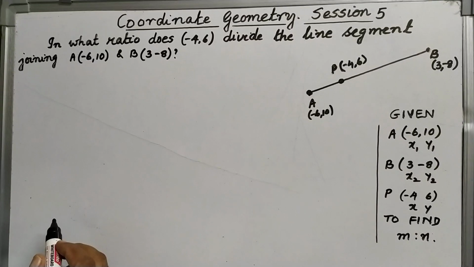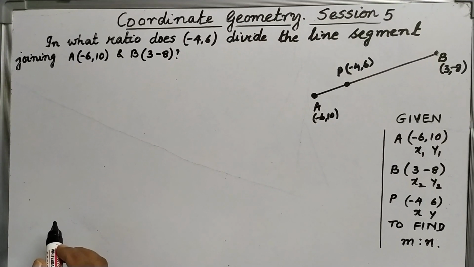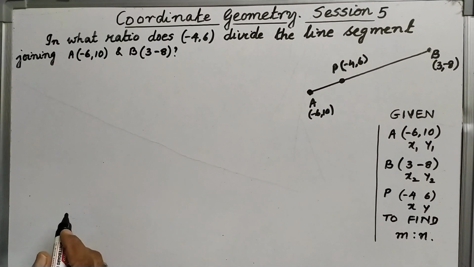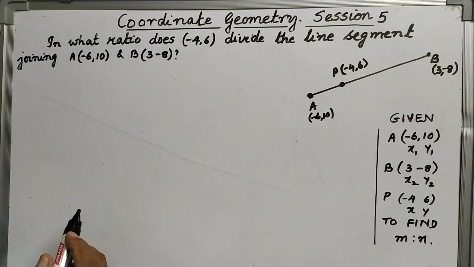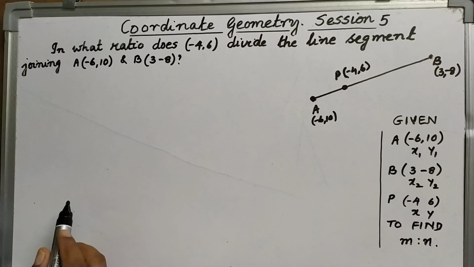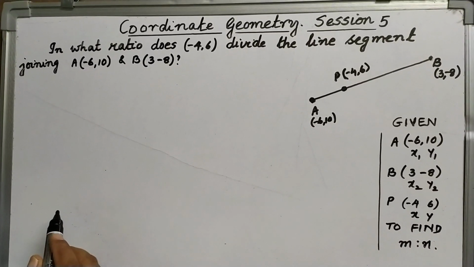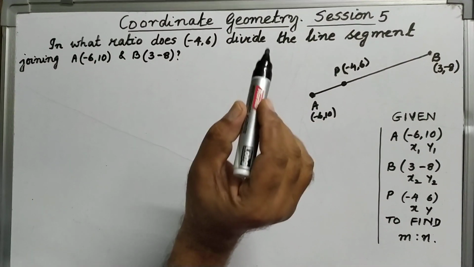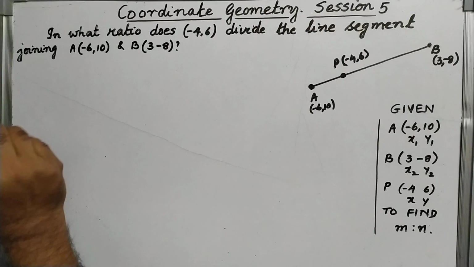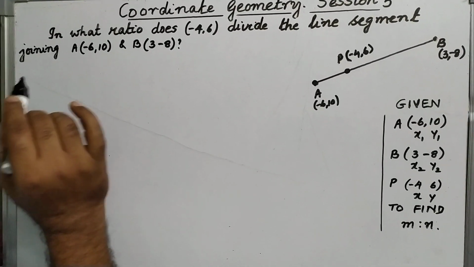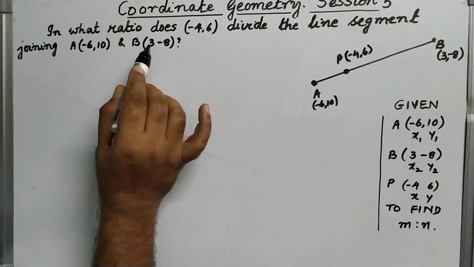Coordinate geometry, I am starting the 5th session, and I am taking a problem on the section formula. The problem is: in what ratio does (-4, 6) divide the line segment joining A(-6, 10) and B(3, -8).